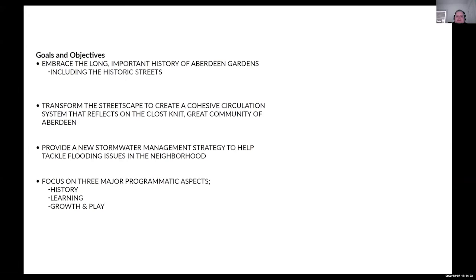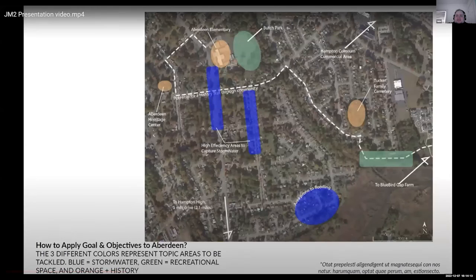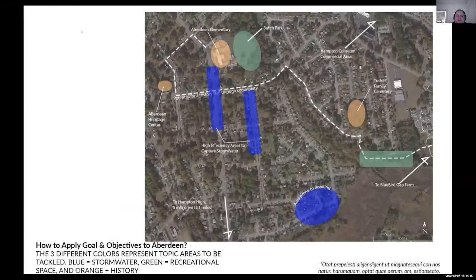And then when looking at programmatic elements, I'd like to focus on 3 aspects: history, learning, and growth and play. How do I apply those 3 aspects? Well, the areas in orange are going to be the areas for history and learning. The green areas are more of your recreational spaces that can feature both learning and history, and then the blue areas are where stormwater management is going to be emphasized heavily. So all in all, these are spaces I could tackle.